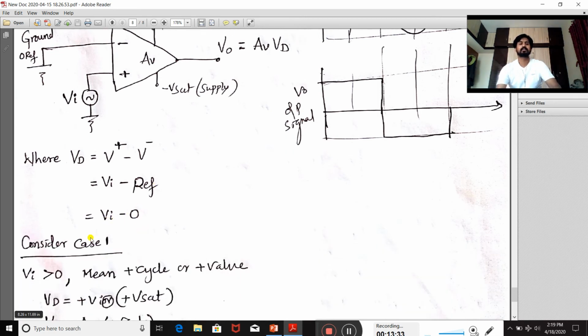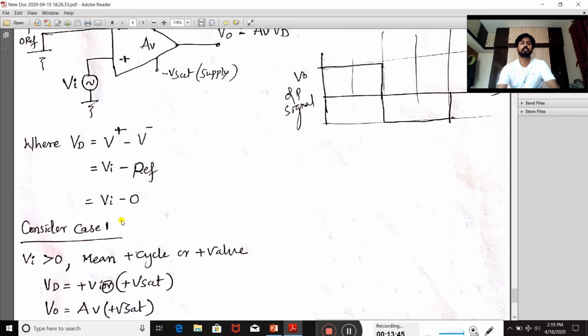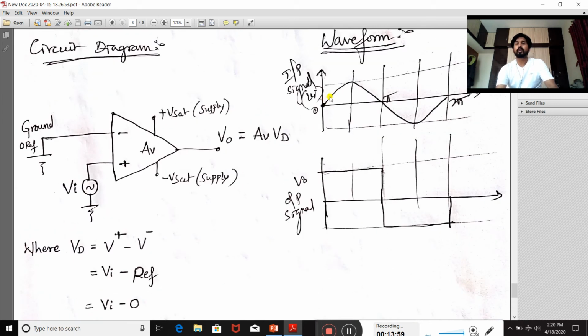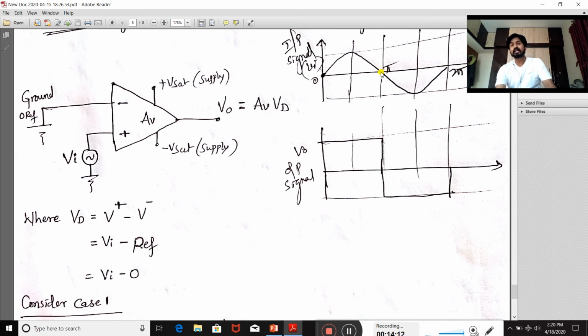Now consider the first case. If the source signal is greater than 0, that means on the positive side, Vi is greater than 0, then it is a positive cycle or positive value. So I can write plus Vi. Plus Vi into AV is plus Vsat. So for this positive cycle, at the zero crossing, it is producing a positive Vsat only.